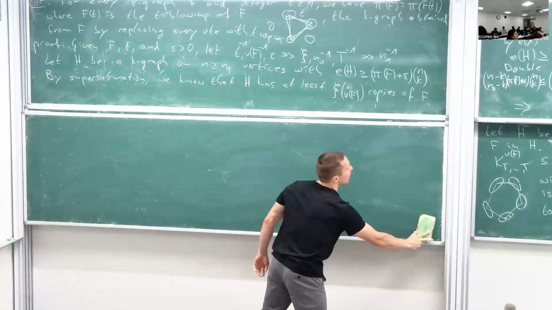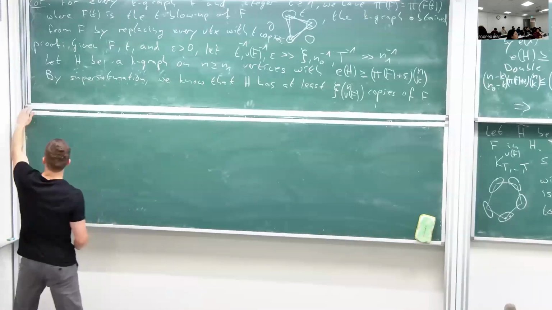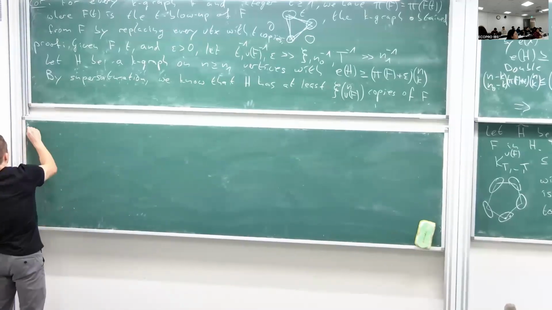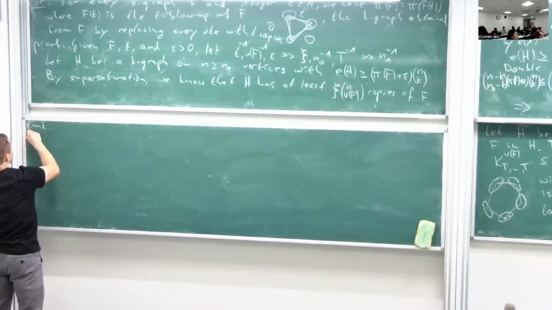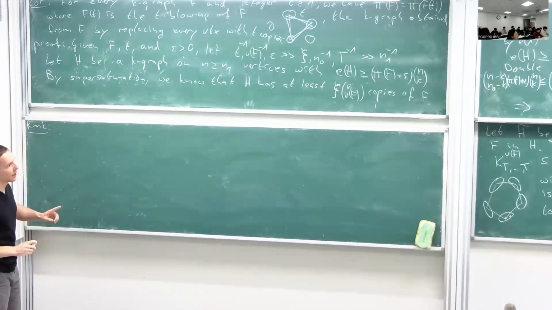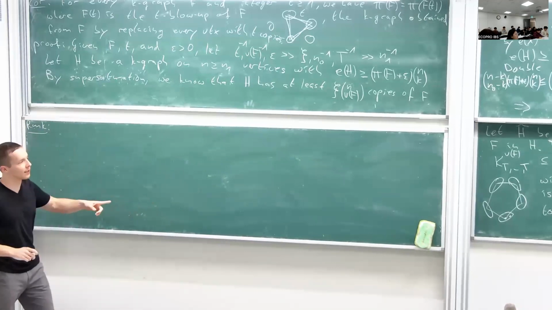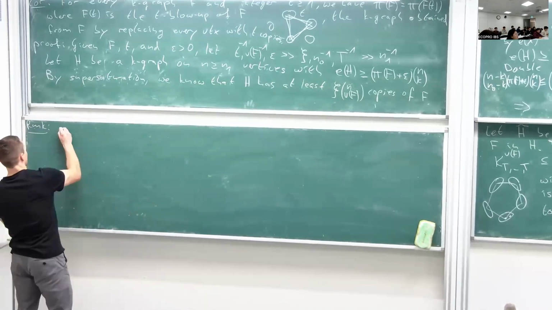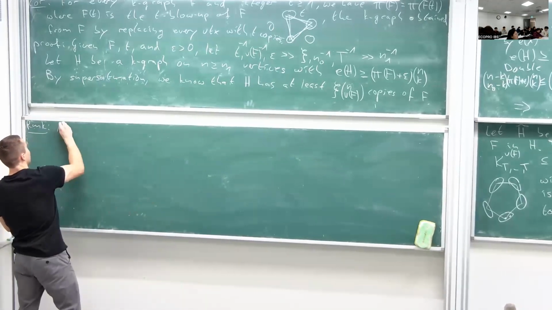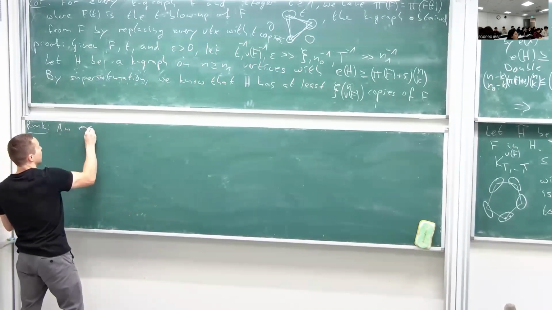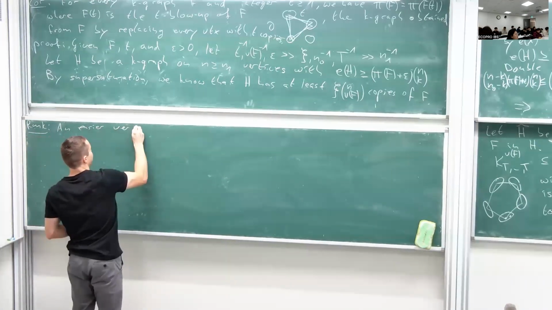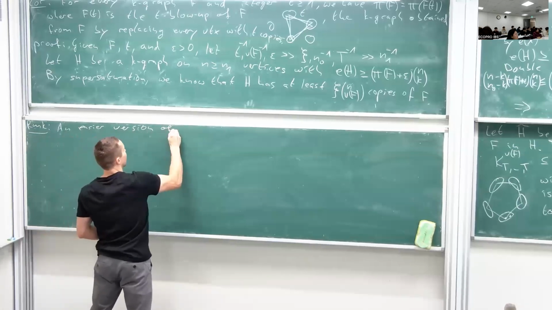Okay, so let's close this part with some remark. So one is, in this way we can also prove Erdős–Simonovits, actually even in an easier way. So an easier argument.